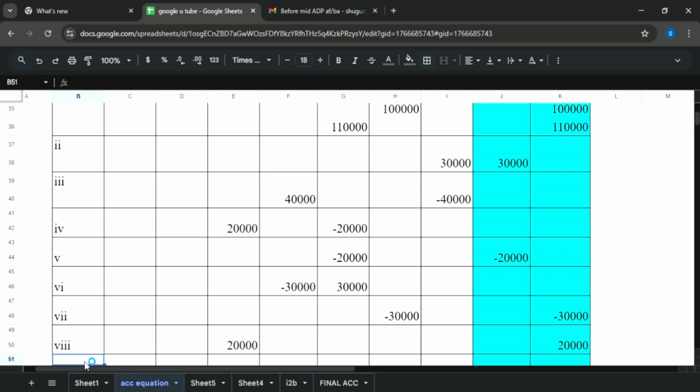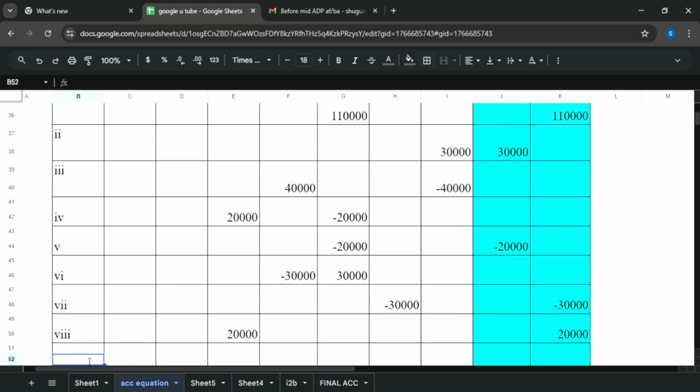Entry number 8 is completed. Now we will focus on the next entry.